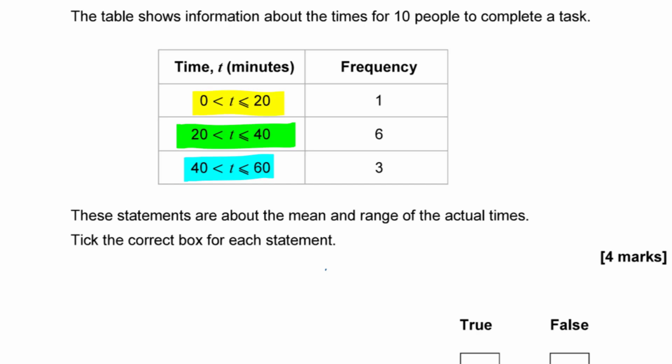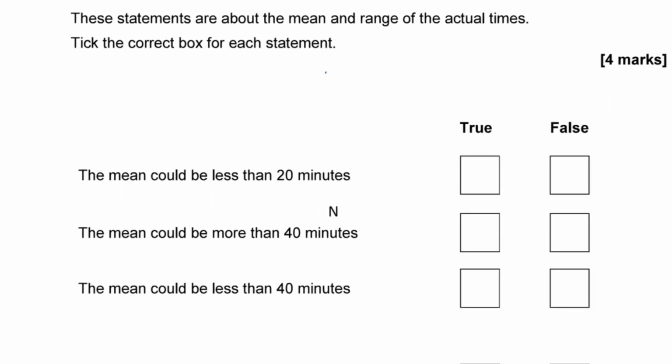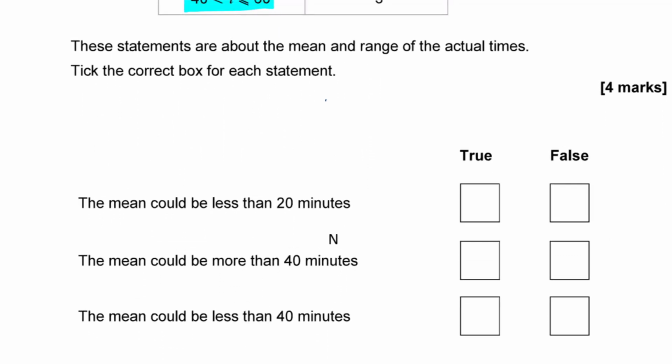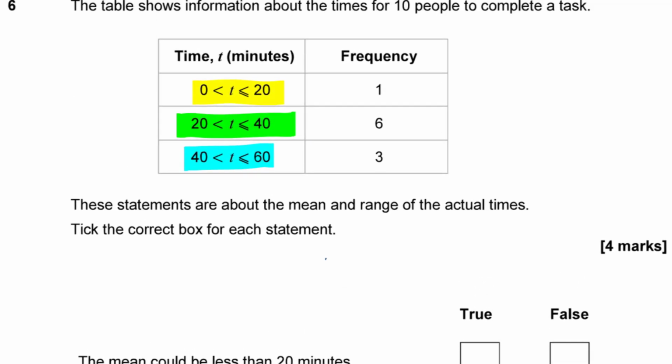So, depending on where within those ranges these people actually lie, is it possible for these things to have happened? So, could the mean be less than 20 minutes? Now, let's take this one person here who got a time between 0 and 20. The time needs to be strictly greater than 0, but we can use 0 as a boundary on this calculation nonetheless. So I'm going to assume that this one person took a time of 0 or as close to 0 as it could get, so it's actually slightly bigger than 0.